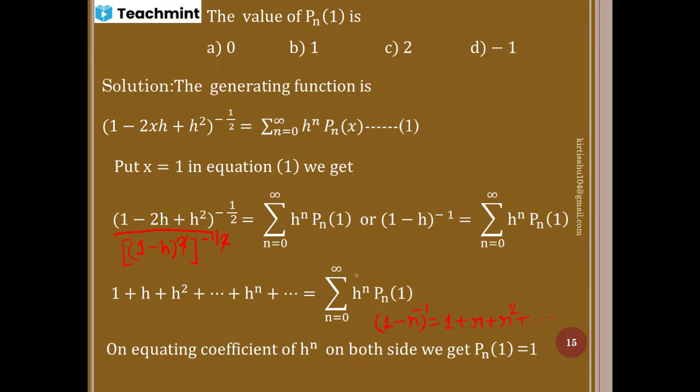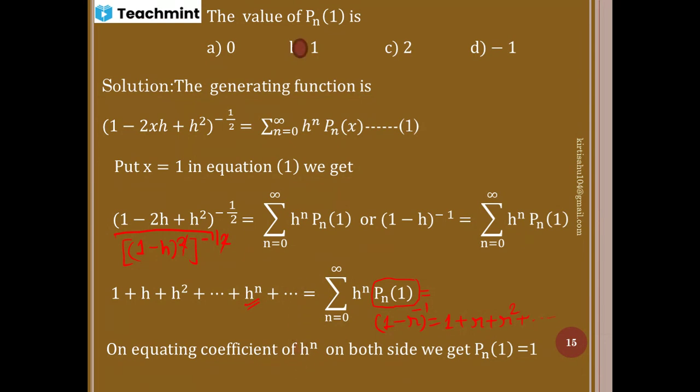If you compare the coefficient of h to the power n, what is the coefficient of h to the power n over here? On the left hand side it is 1, whereas here the coefficient of h to the power n is Pn of 1, right? So equating both sides, the coefficient of h to the power n, we get Pn of 1 is equal to 1. So in this way we get the formula for this, right? This should be remembered as a formula, and if you are interested in the derivation part, I have just now told you the derivation.